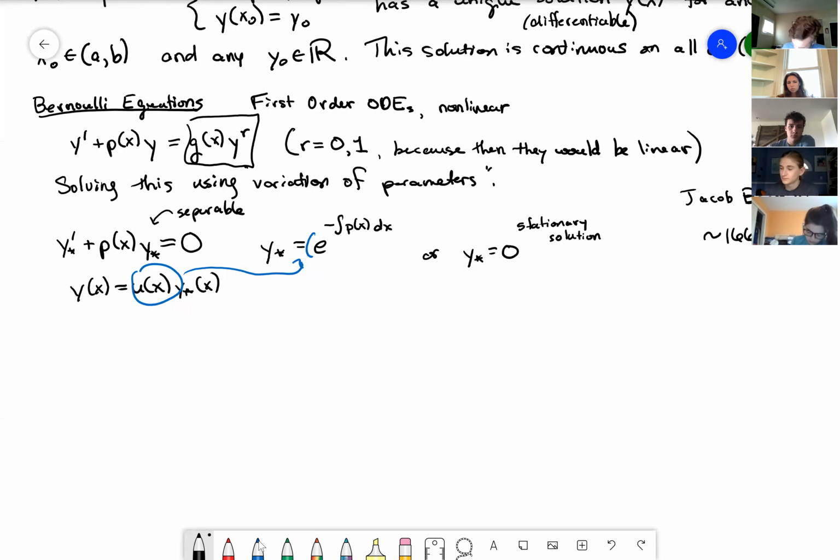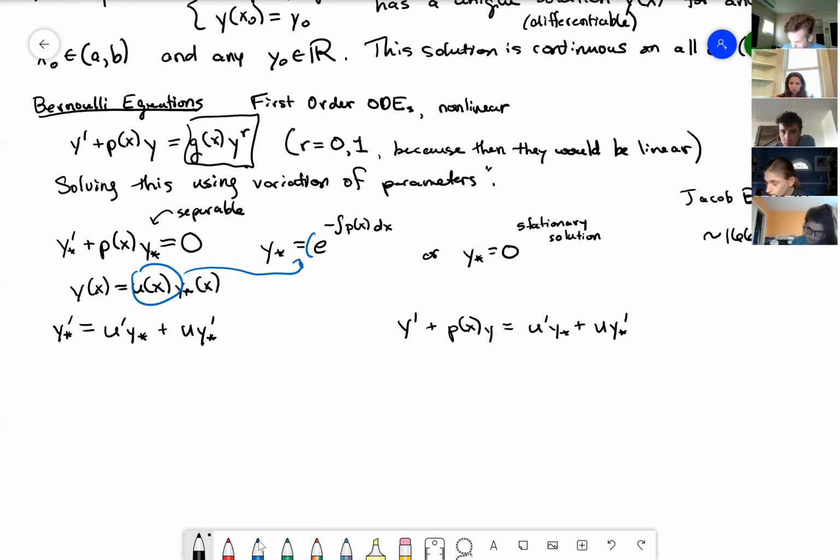So first of all, we can use the product rule to get y prime equal to u prime y star plus u y star prime. So when we look at y prime plus p of x y, this is equal to u prime y star plus u y star prime. I made a mistake there. That should have been y prime, because we're taking the derivative of this thing. So that's my bad. Okay. So we have y prime plus p of x y is equal to u prime y star plus u y star prime.